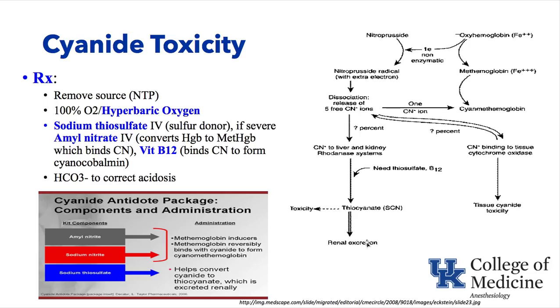Now, if your kidneys aren't working very well, the thiocyanate can build up and cause toxicity in and of itself. So the treatment for cyanide toxicity: hyperbaric oxygen, sodium thiosulfate as a sulfur donor, amyl nitrite to convert hemoglobin to methemoglobin, which then binds the free cyanide ion, and vitamin B12, because cyanocobalamin can bind free cyanide also. And then correct your acidosis with bicarbonate. Those are the classic treatments for cyanide toxicity.